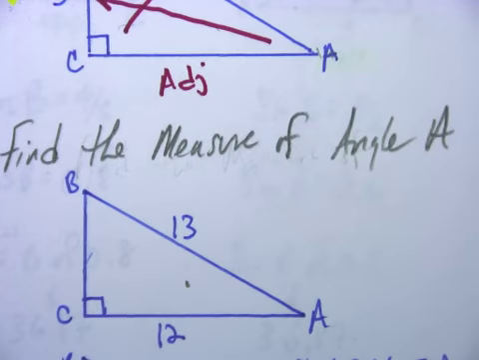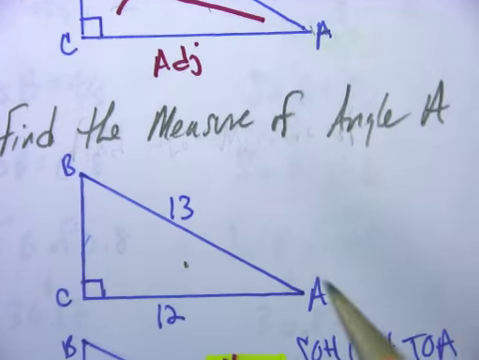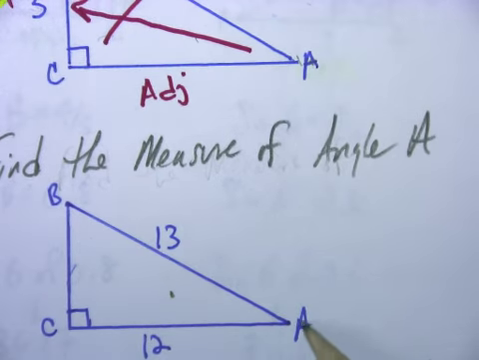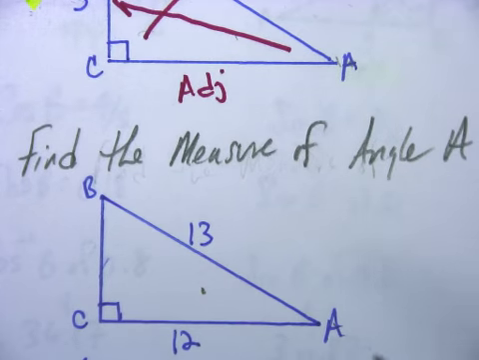Let's take a look here at another triangle. Again, here I have another triangle. It's called triangle ABC. This time they gave me these two sides here, and they want me to find the measure of angle A again. Okay, I'm going to find the measure of angle A.